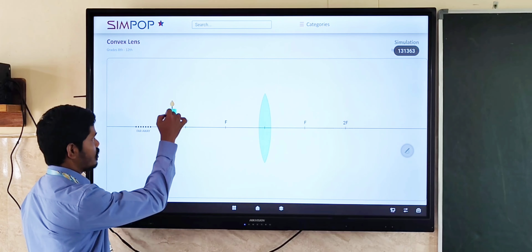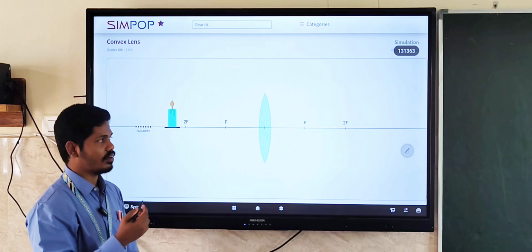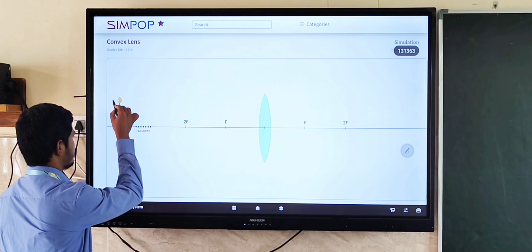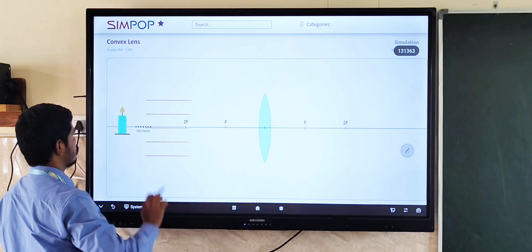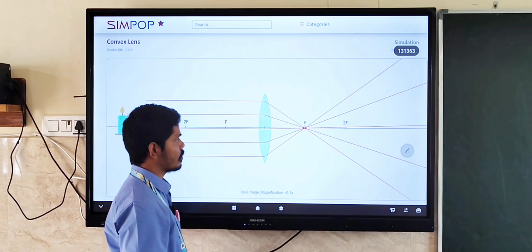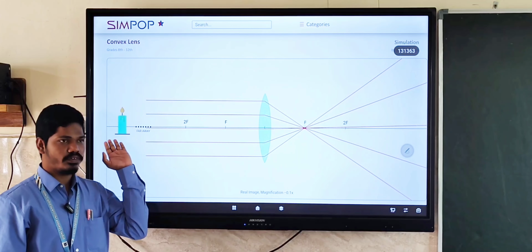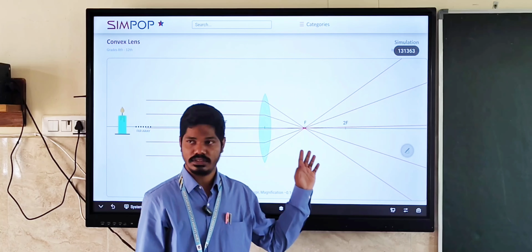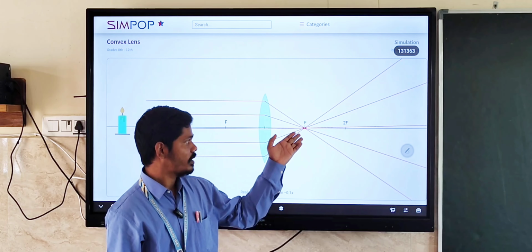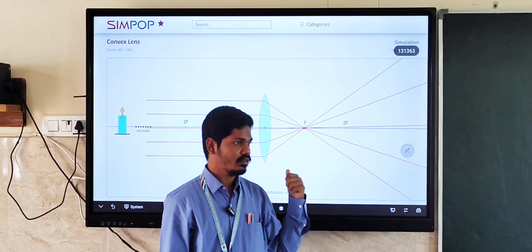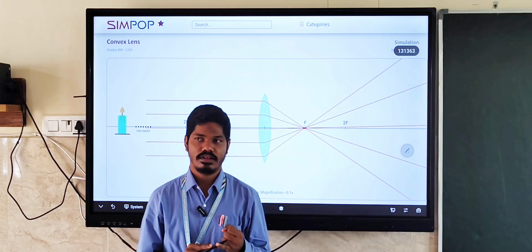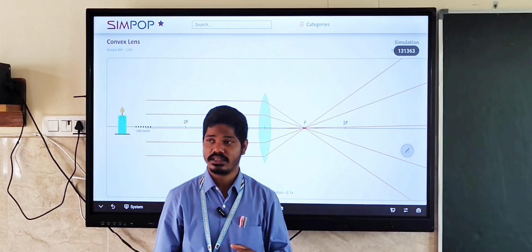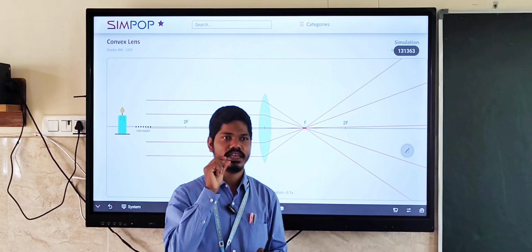Now see, this is the object. Which object is it? It is a candle. I am keeping this one at the infinity position. See, when I keep the object at infinity, I will get the image at the focus. Now, can anyone please tell me what is the nature of the given image? Real. And what is the size of the image? Highly diminished. It means we will get a very small image.